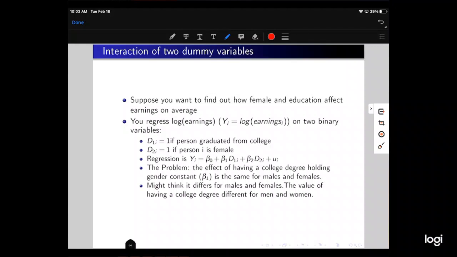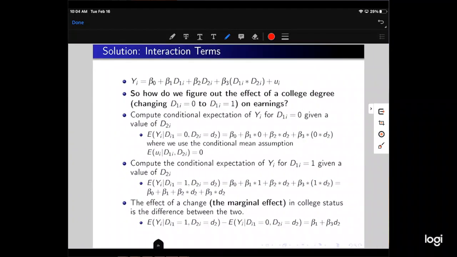The problem is that the effect of having a college degree, holding gender constant, is the same for males and females. According to this model, the effect of having a college degree is the same for males and females. And we might think that it actually differs. The value of having a college degree might be different for men versus women. So the solution, if we think this is the case, is to add an interaction term. We're going to multiply the two variables together.